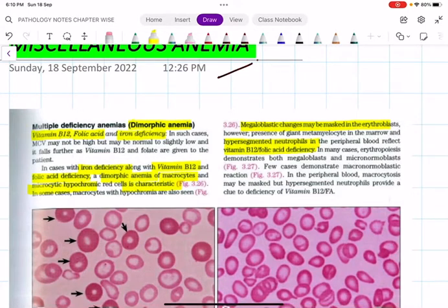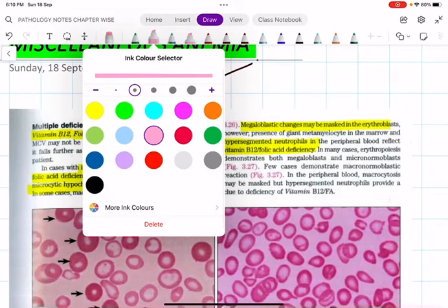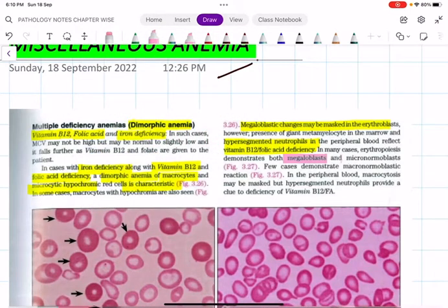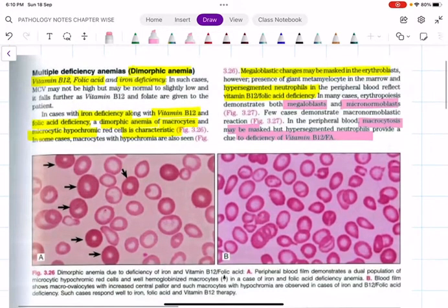In bone marrow, the characteristic finding is both megaloblasts as well as micronormoblasts. You know, micronormoblast is a feature of iron deficiency anemia. Megaloblast is a feature of folic acid deficiency. So macrocytosis may also be masked, but even then hypersegmented neutrophils will be present, which provides the clue that it is due to deficiency of folic acid or vitamin B12.